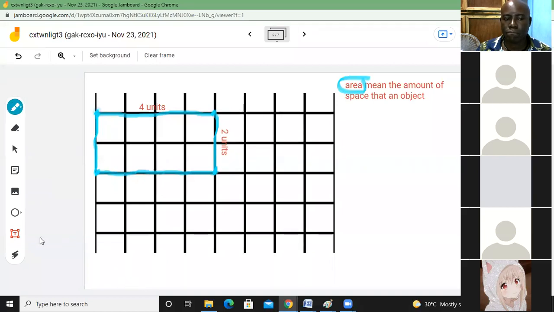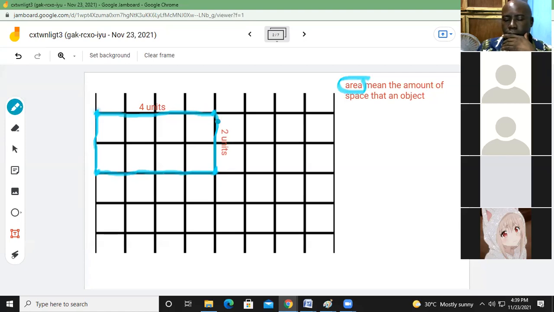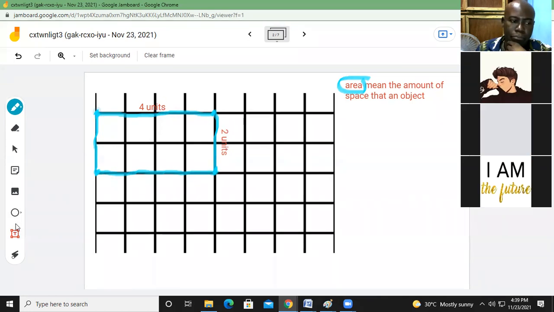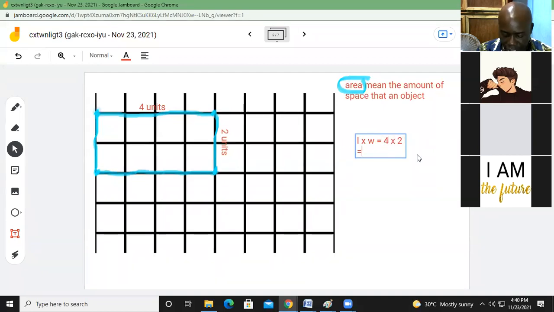Anybody? Area of a rectangle, anybody remember? How do you find the area of a rectangle? Sir, would it be 6? How do you find it? Length times width, right? Yes, sir. Very good. So the area of the rectangle is always length times width. That is going to give us 4 times 2. And that's going to give us what?